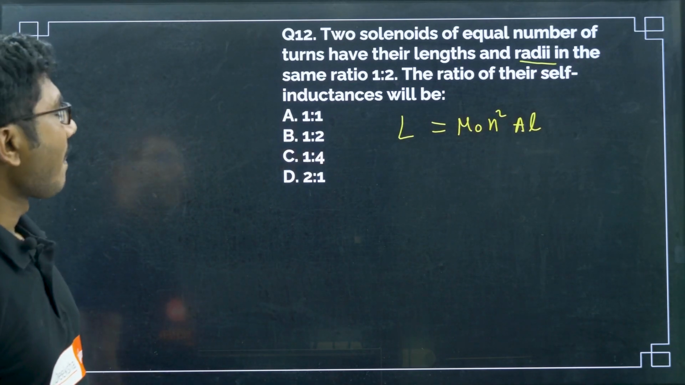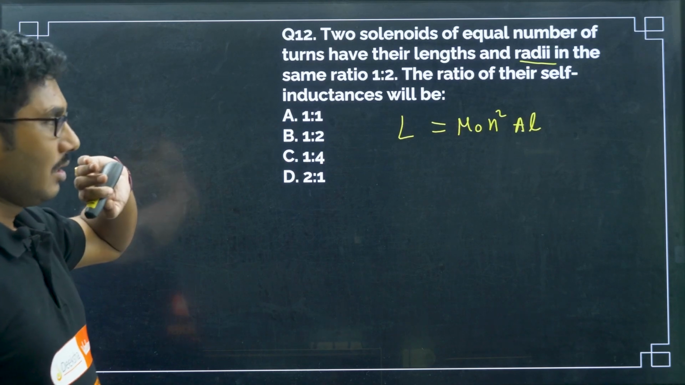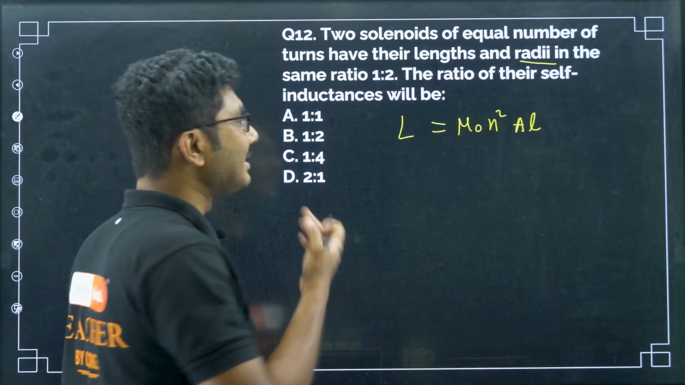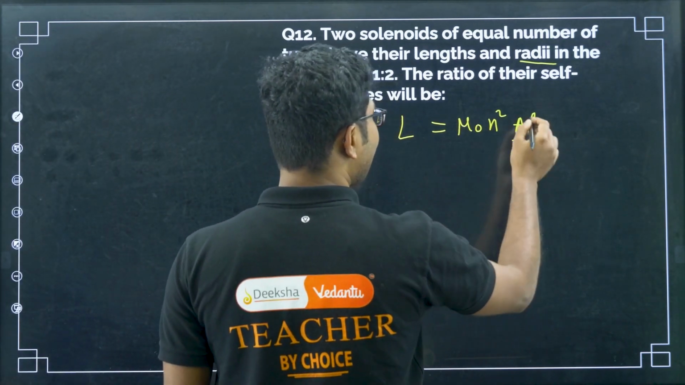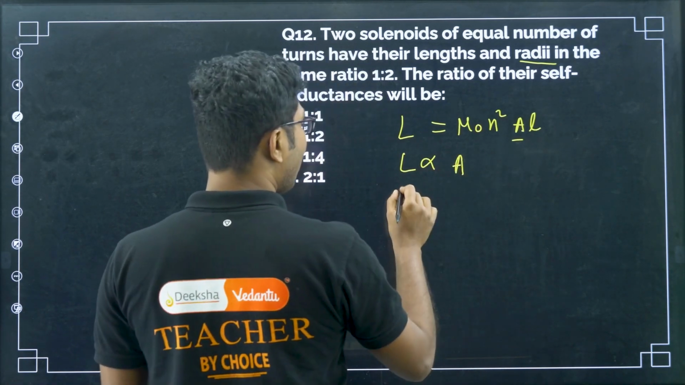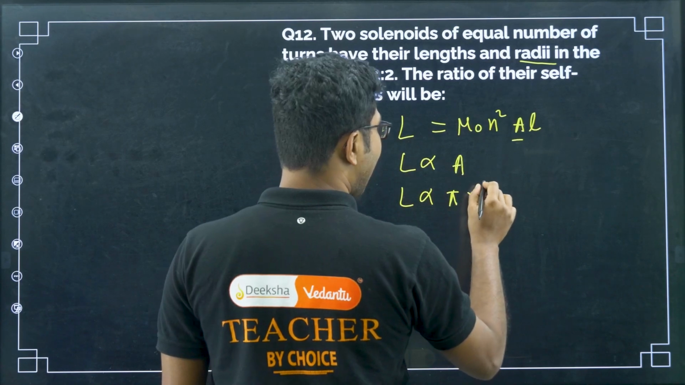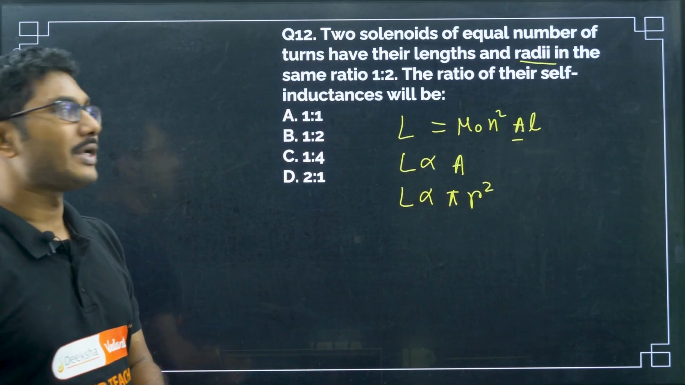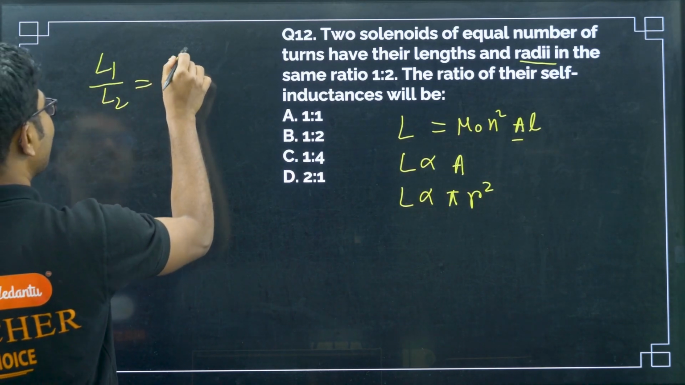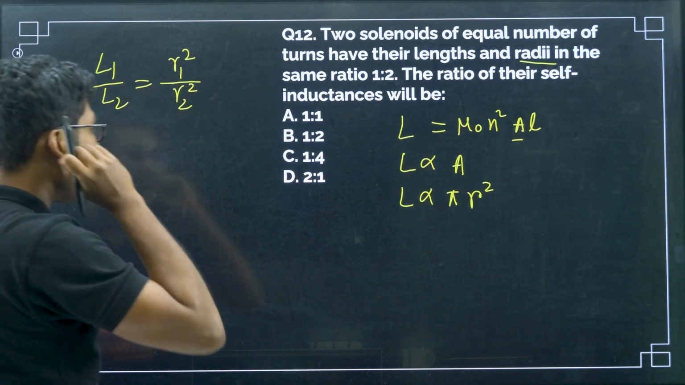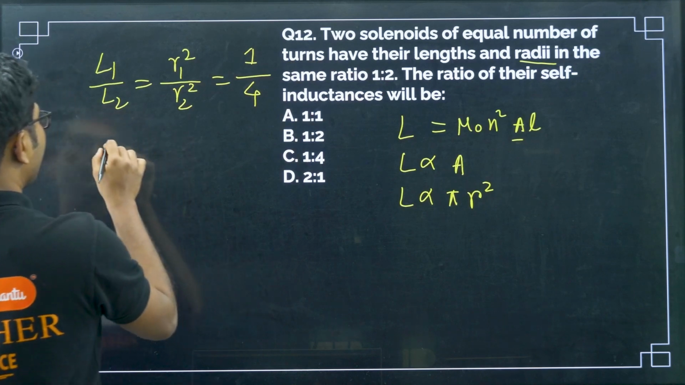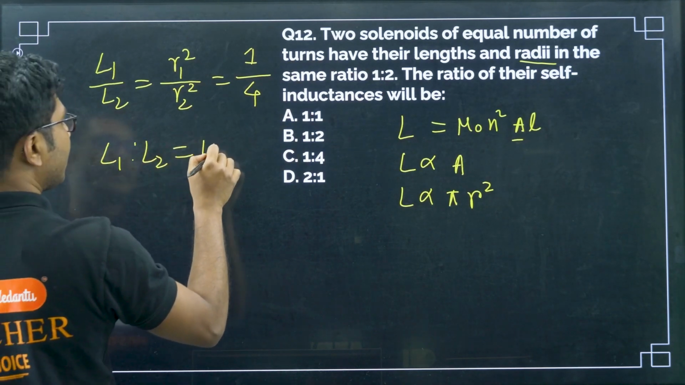Okay. So, number of turns is the same, length is the same, the only thing that is changed is the area. So, area is different. How are they related to area? We can say that self inductance is proportional to area, or proportional to pi r square, so it is proportional to the square of the radius. So, we can say that L1 by L2 is equal to R1 square by R2 square. The first radius is 1, the second radius is 2, so it will be 4. So, L1 is to L2 will be 1:4.